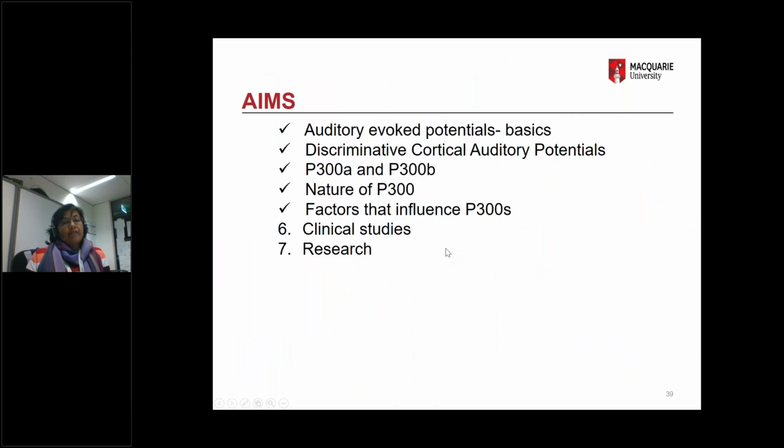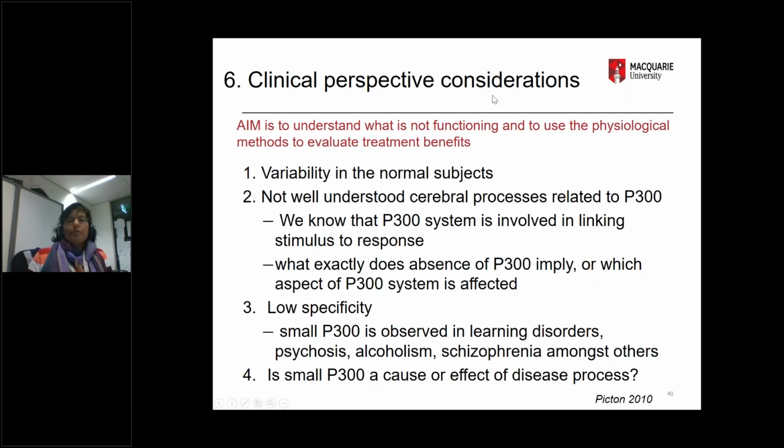So that's about the factors that influence P300, and we're close to an hour, so there are only a few more slides to go for clinical studies. I think it's reasonable to start with considerations. The aim here is to understand not just what is not functioning, but also whether we can use these physiological methods to evaluate treatment benefits. I'm thinking, for instance, of people with hearing loss. Once you change their targets, you change their compression ratio, etc., can we use P300 to evaluate those changes? I'm not sure.